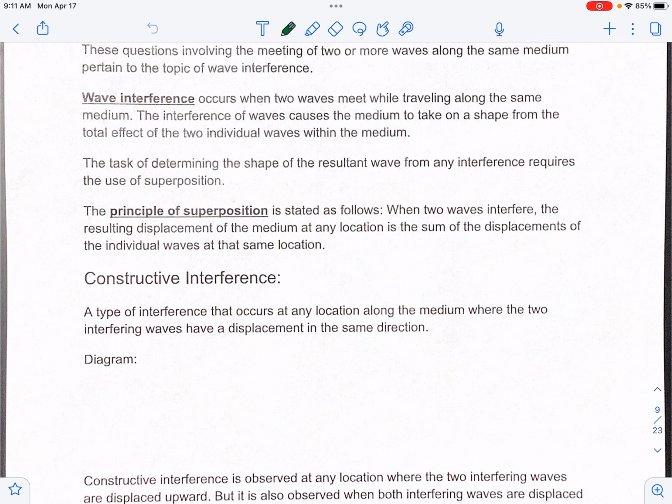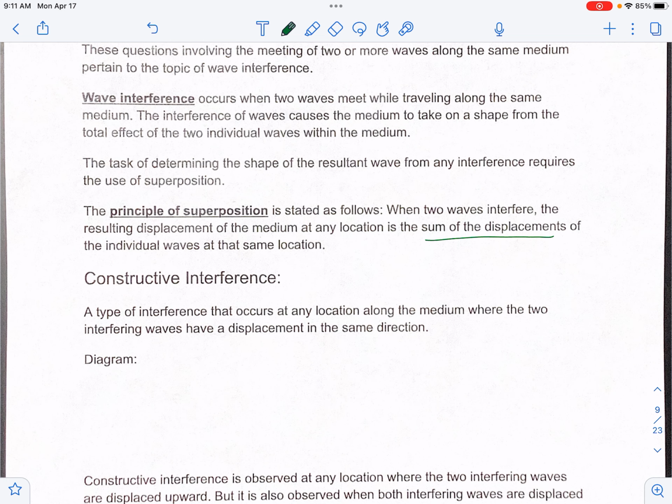So the principle of superposition is stated as follows. When two waves interfere, the resulting displacement of the medium at any location is the sum of the displacements of the individual waves at the same location.